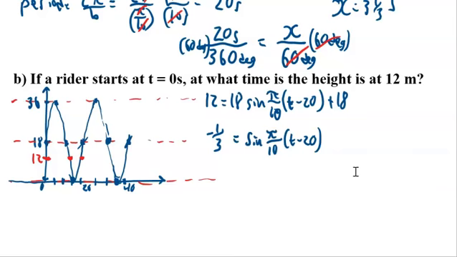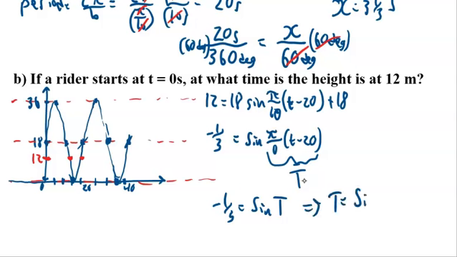And we will solve this big ugly thing here. Let's call this theta. Actually, let's call it big T. This stuff in here is big T. So negative 1 over 3 equals sine of big T. That means T equals the inverse sine of negative a third.